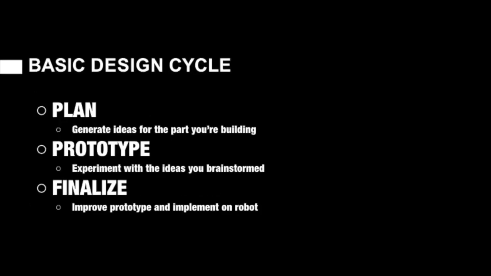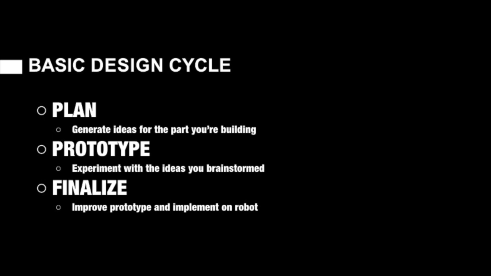The 3 steps to the basic design cycle include planning, prototyping, and finalizing your design. When you plan, you generate ideas for a part that you're building. So these are basically the ideas that you want to build. What do you want to do? How do you want to do it? And how are you going to get the job done? Next is the prototyping phase. This is when you experiment with those ideas that you've brainstormed. Prototyping can be with everything from 3D printed parts to prototyping with cardboard.